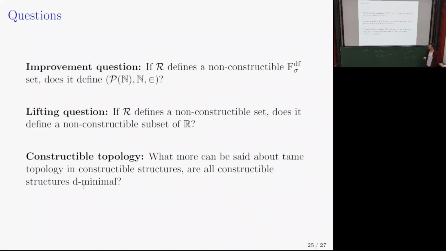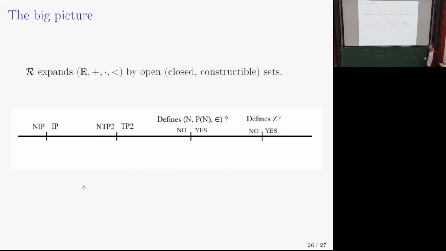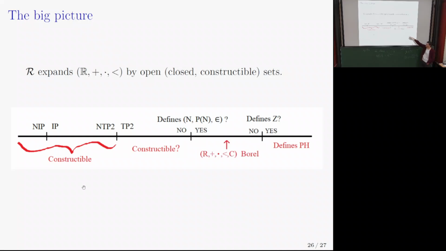And okay, with that, I want to end with a little bit of the big picture here. So say R expands the real field by constructible sets. As I mentioned before, if you define the integers, then you define the whole projective hierarchy, worst case scenario. If you're NTP2, you're constructible. My question here was, what happens here? I don't know anything about this region. Let me just talk briefly about this region here.